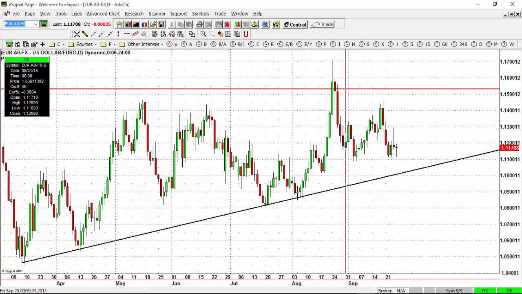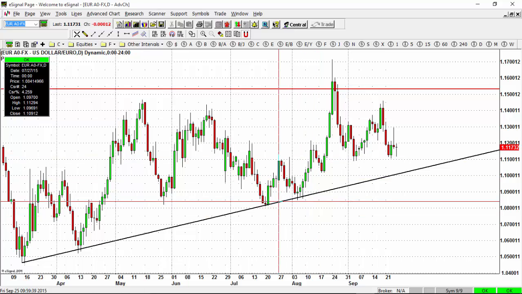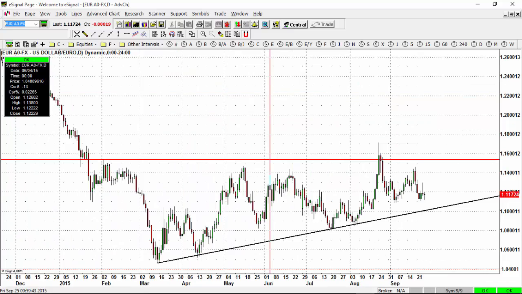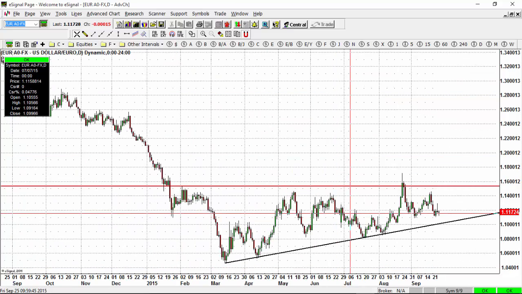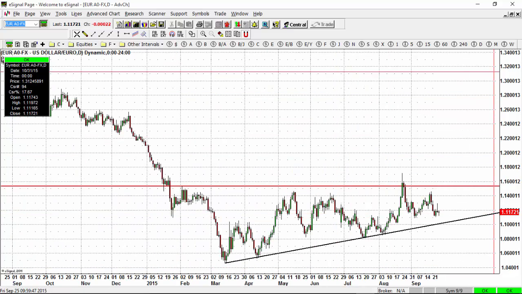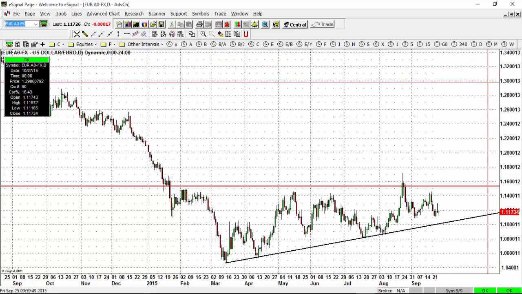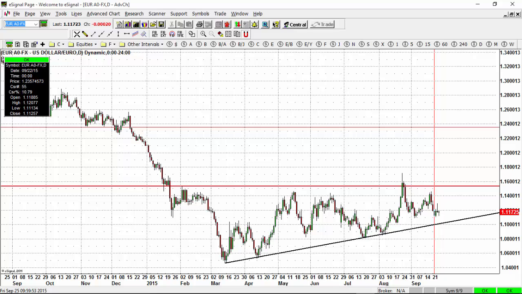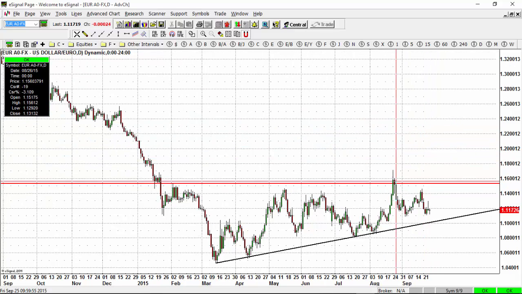Now, support in the euro is still at this trend line, as we can see. This trend line coming up, we have pretty strong support. And I actually did think that the market would have tested that support this week, but the market did not have the energy to come down to that support area with the euro versus US dollar.